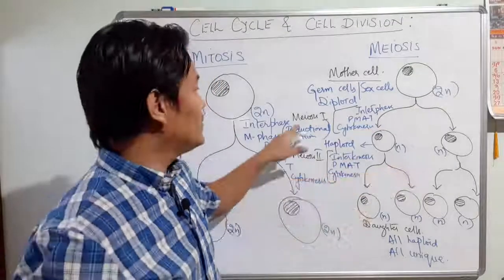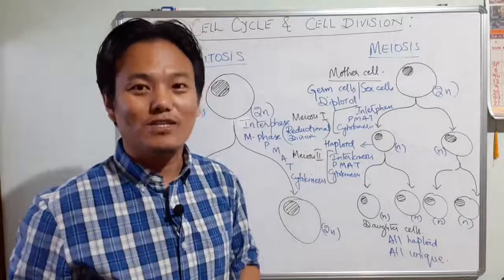So therefore meiosis 1 is called as reductional division.